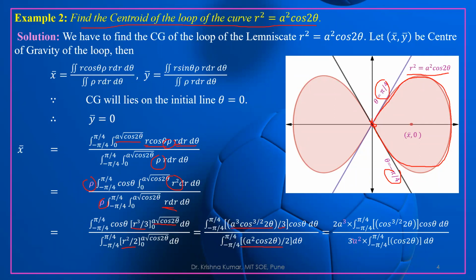So this 3 will come to the denominator and this 2 will come to the numerator. So can we write 2a cube upon 3a square, from minus pi by 4 to pi by 4? And what is remaining over here: cos to the power 3 by 2 of 2 theta, and this cos theta d theta. Similarly, what is the integration of this? We have taken 3a square outside. So cos 2 theta d theta. Let us come to the next part.